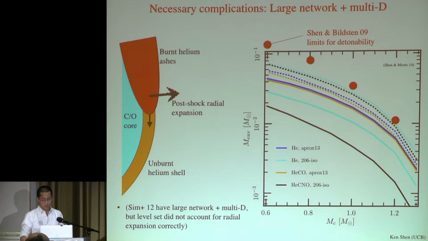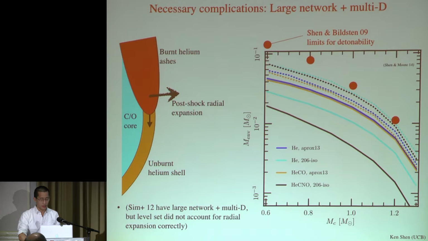So we've done some work on that, basically showing that the larger reaction network more than offsets this radial effect, and so you can still propagate detonations and deflagrations in quite small envelope masses, as a matter of fact. Something like a few thousandths of a solar mass can still support a detonation. Okay, so that was a whirlwind showing of our hydro models.